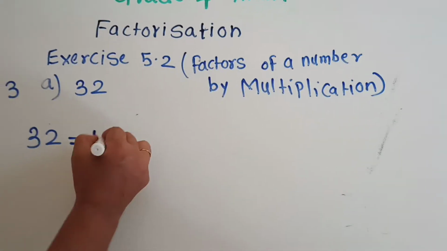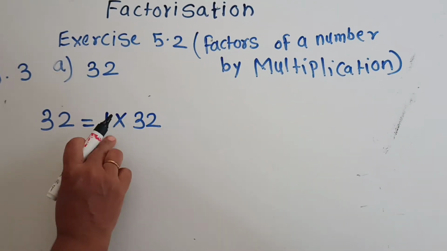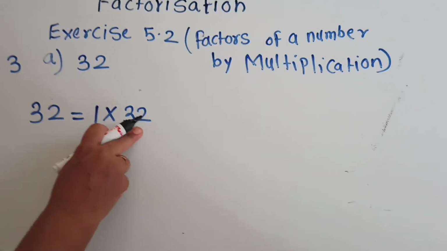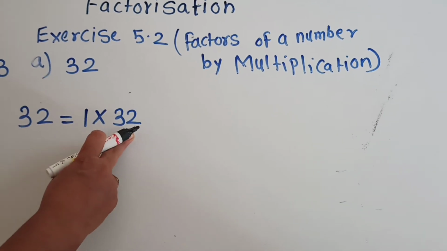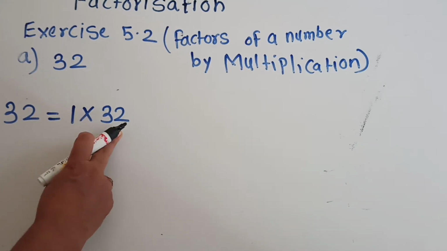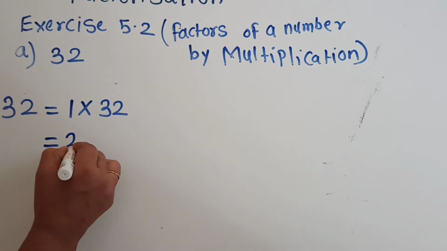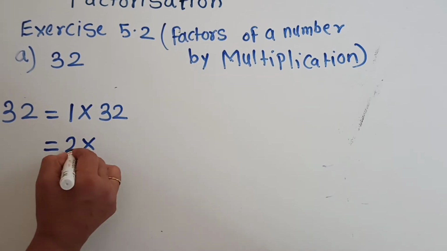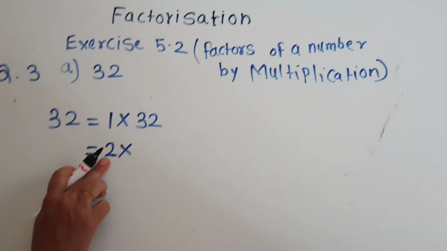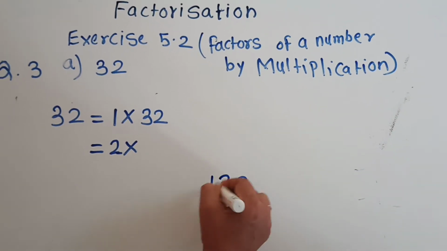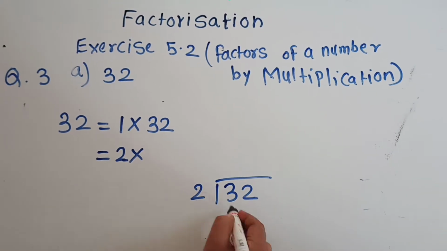Yes, 1 multiplied by 32. Yes, these two numbers, 1 and the number itself, are factors of every number. Okay, after 1 we have to take 2. Now if we have to find here, look here, 32 divided by 2.